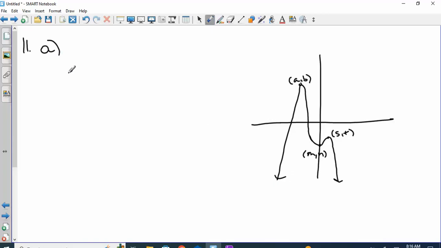Let me just ask you some questions. If I'm looking at this, what kind of degree does it have to have? It has to be even, right? Because both ends are going the same direction. How many turning points does this have? 3. So remember, the degree is 1 higher than the number of turning points. So that means the degree has to be at least 4.